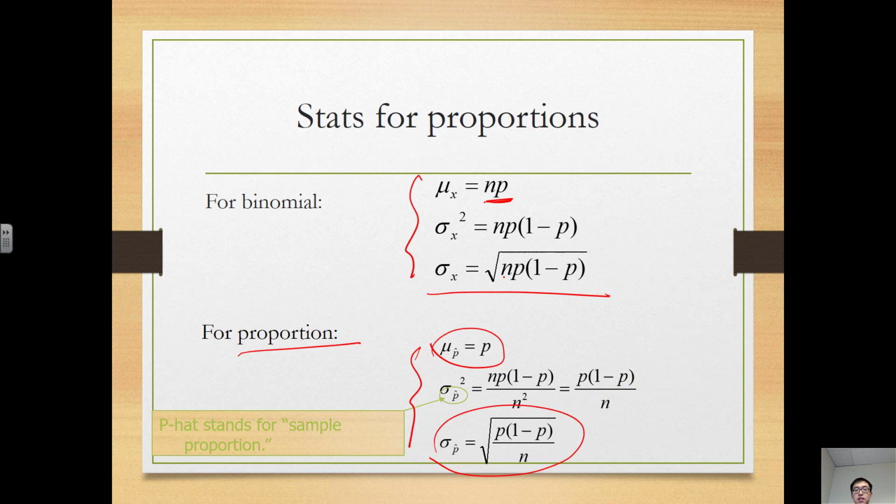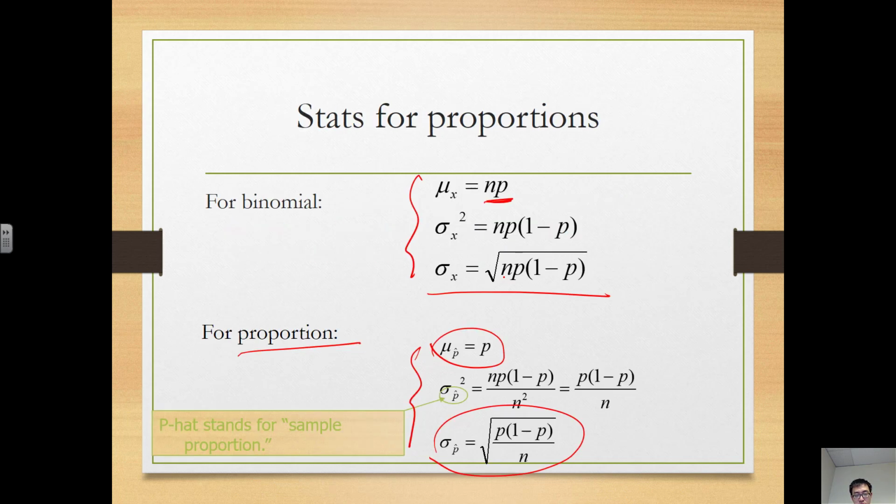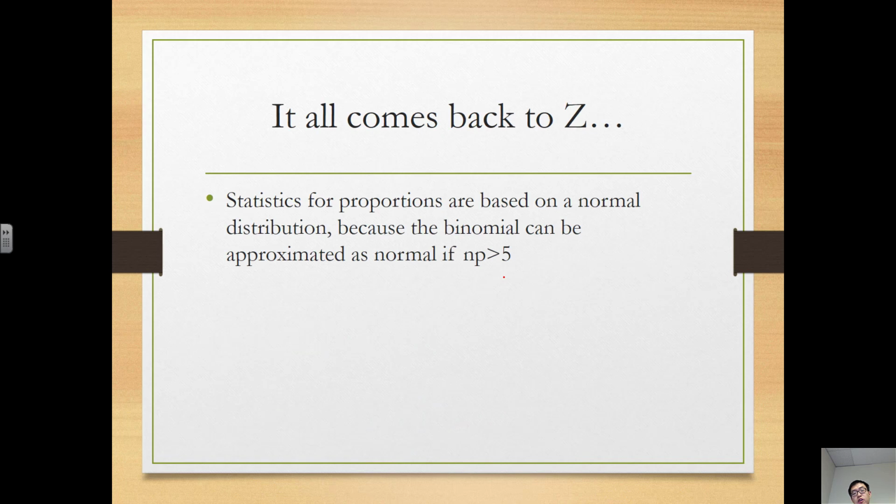So next class, I will have some exercises for you to calculate the probability of proportions. So it all comes back to standard normal distribution. If n times p is large enough, usually at least 5, then it's reasonable to use normal distribution to approximate.